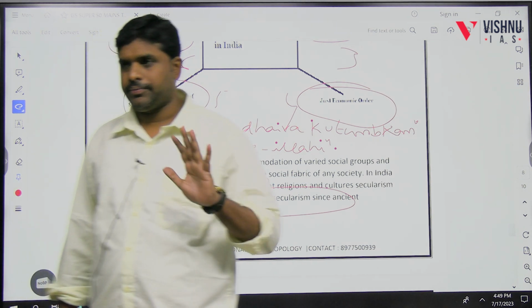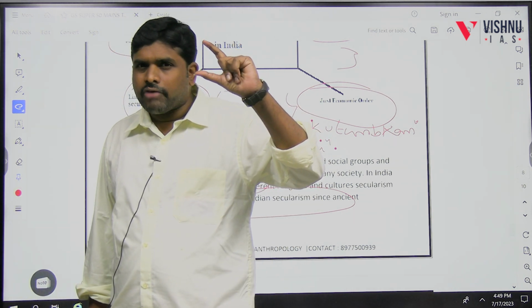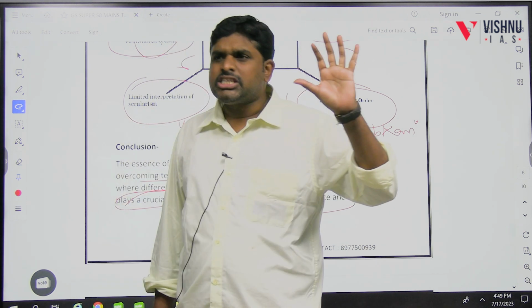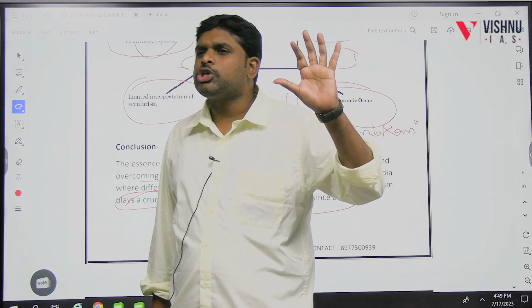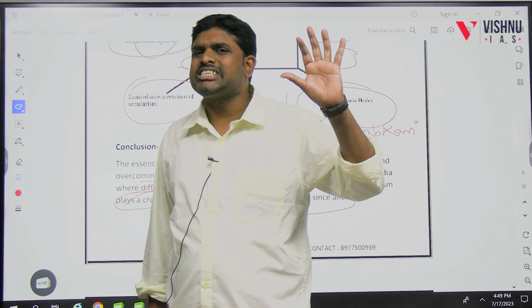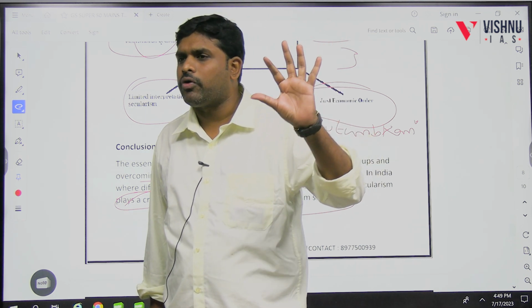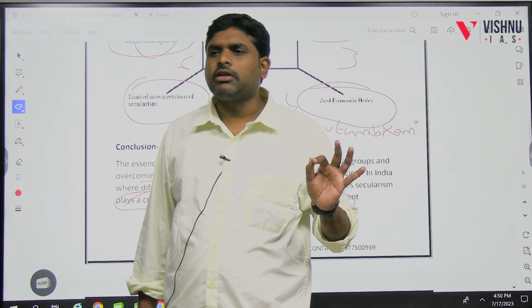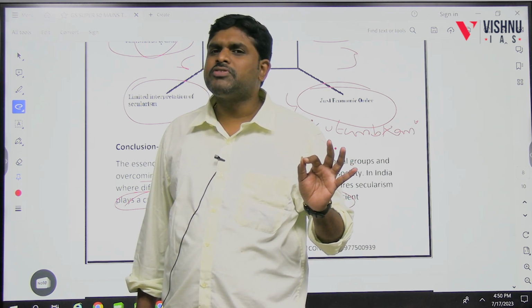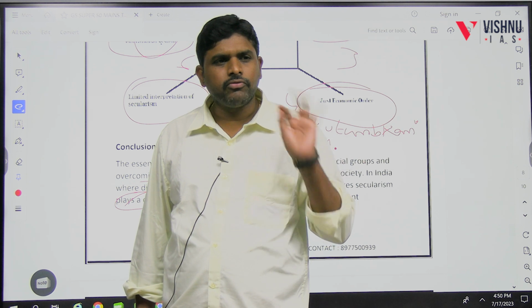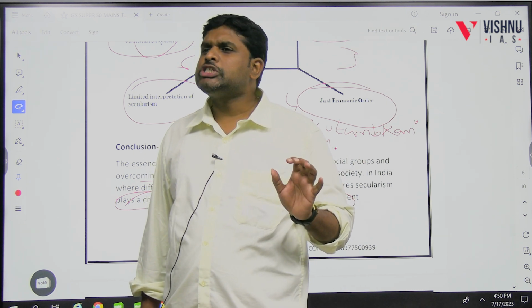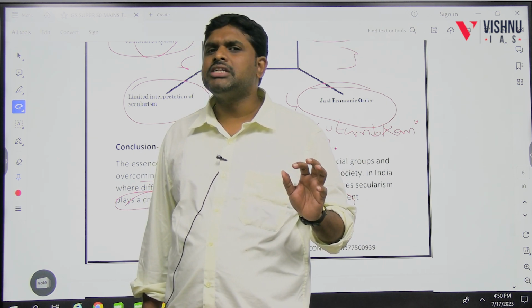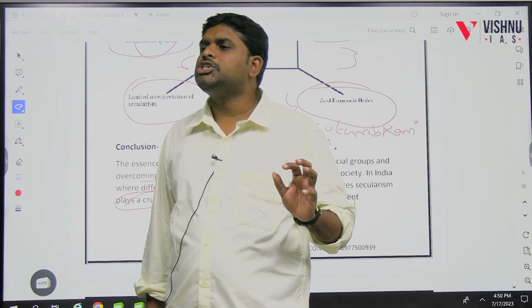Now arrangement, see. First paragraph, introduction. Secularism is one of the basic features of Indian constitution which is mentioned in the S.R. Bommai case of 1994. Second paragraph. There are two varieties of secularism. One is positive concept of secularism, the other negative concept of secularism. Full stop. Next paragraph. Positive concept of secularism tells that state will be treating all the religions equally.